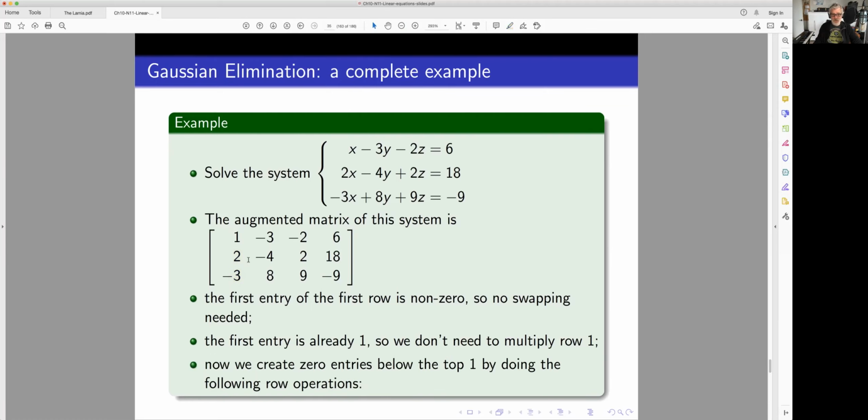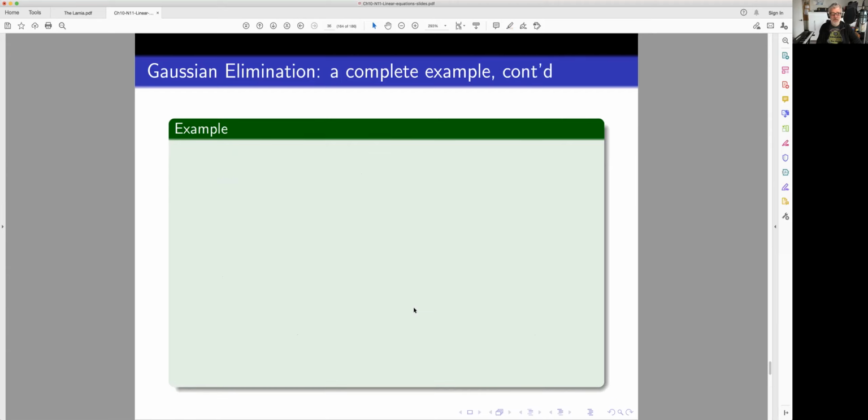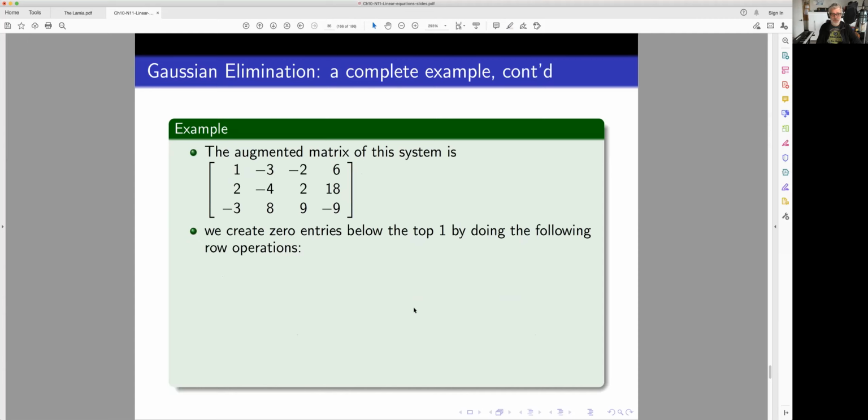Okay, I'm going to add to these rows an appropriate multiple of the first row. So let's do that. Here we go. So that's our augmented matrix. And let's take a look at this row. It starts with a 2. I want to make that 0 by adding something to it. So I want to add -2 to it, right? Using the first row. So I'm going to do -2 times the first row plus the second row.